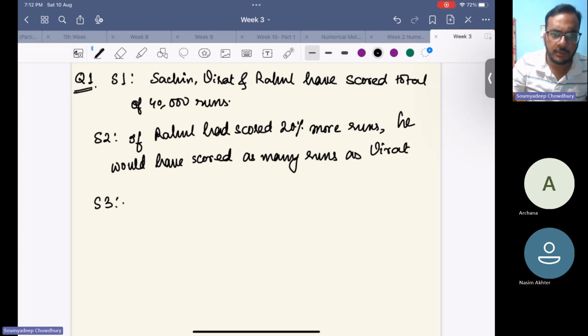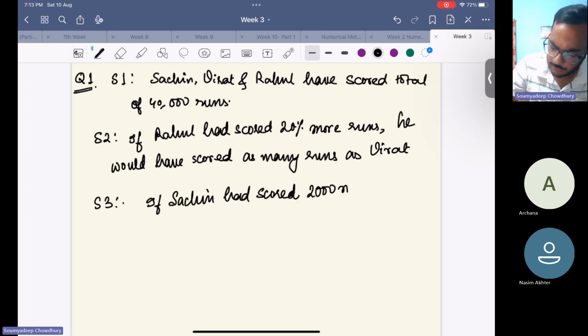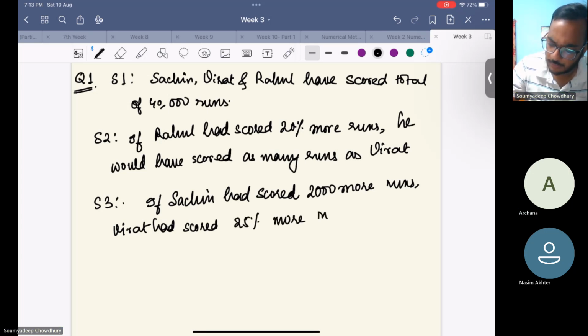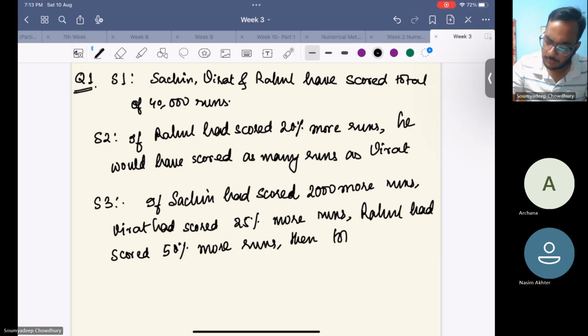And the third statement says if Sachin had scored 2000 more runs, Virat had scored 25% more runs and Rahul had scored 50% more runs, then the total runs would be 50,000, right?